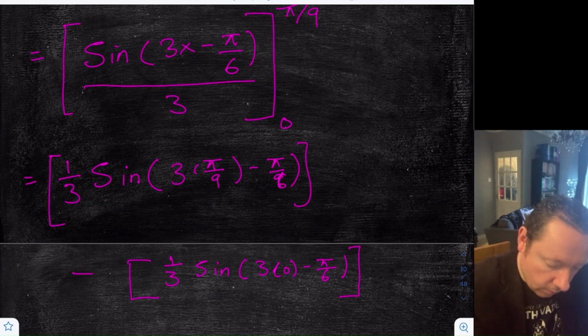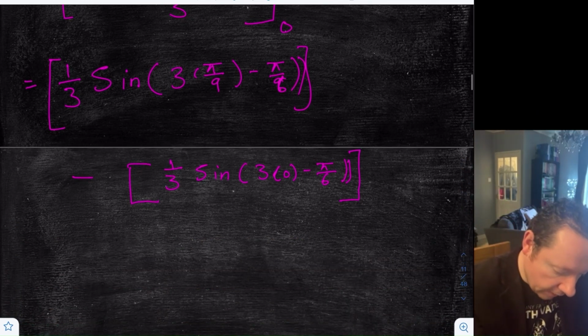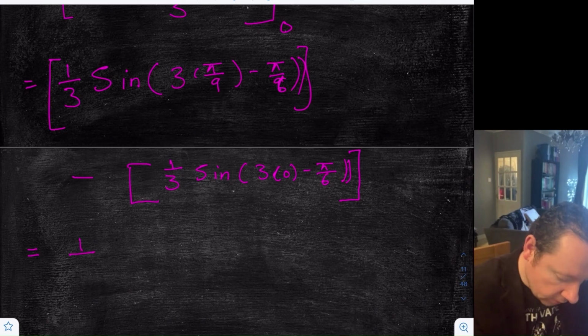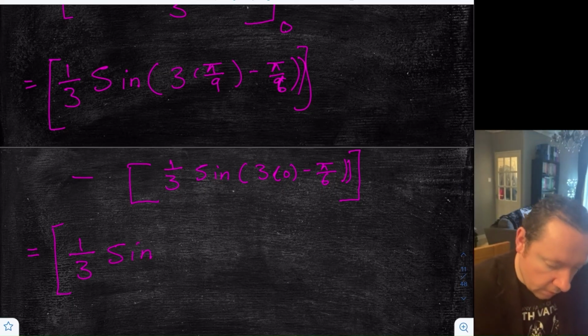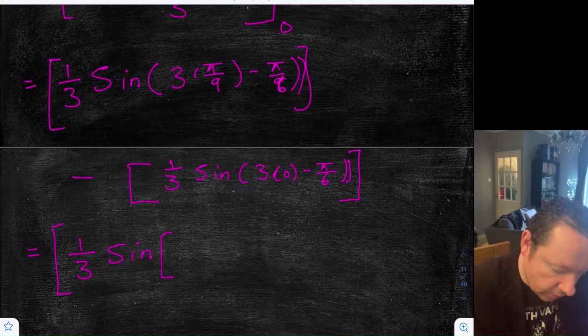Okay, so we'll just tidy that up, put an extra bracket on. We can now just evaluate that. So that gives me 1/3. If I take my first one, sine 3 pi over 9. So let's just do this. 3 pi over 9 is pi over 3. So I've got pi over 3.